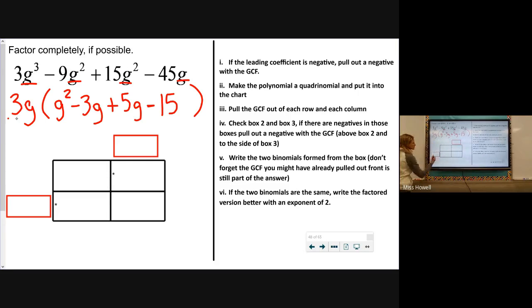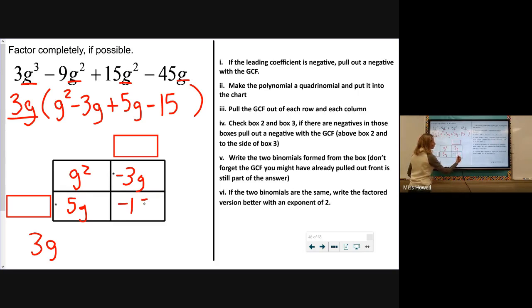All right, this 3g is done. Bring it down. I know those factors. Bring it down. All right, g squared minus 3g plus 5g and minus 15. Row by row, column by column, let's pull out our greatest common factors. Top row of g squared minus 3g, they both share a g, that's it, or a 1g if you want to put a number there. Bottom row, 5g and -15 both share a 5, and it should be a positive, not a negative, so be careful with your sign.